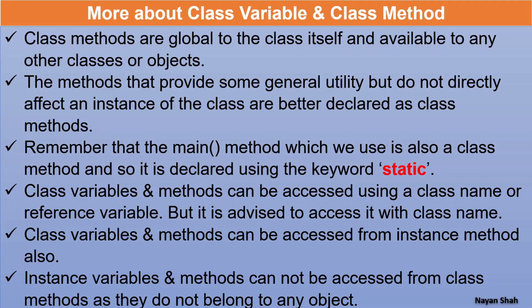Let's say some details about class variables and class methods. Class methods are global to the class itself and available to any other classes or objects. So once you define any method as a class method, it is global to the entire class. It can be accessed, can be used from any other class in the same program, and it is also available to any other classes or the object of the same program. So the methods that provide some general utility but do not directly affect an instance, that is an object of the class, are better declared as class methods.